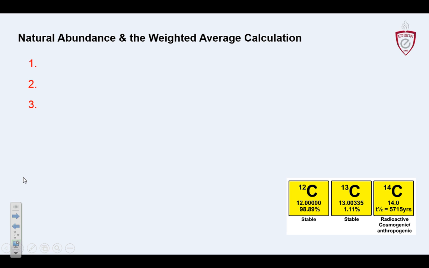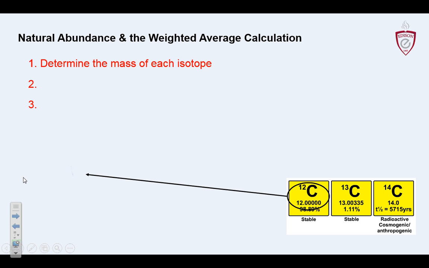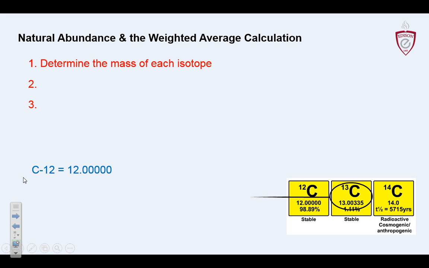There are 3 steps in a weighted average calculation, and we have to use the natural abundance. The first part is to determine the mass of each isotope. This is going to be given to you in the problems or in a chart form, and we look for the atomic mass. For example, the first isotope is carbon-12. Its mass is 12.00000. The other isotope is carbon-13, so its mass is slightly different. It's 13.00335. That's where we're getting the mass of each isotope from.